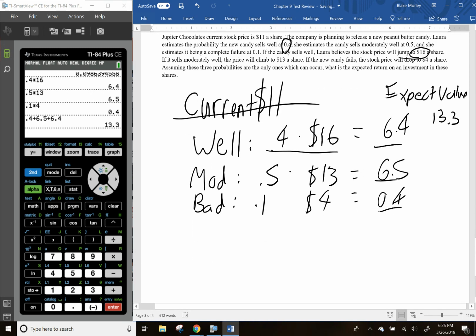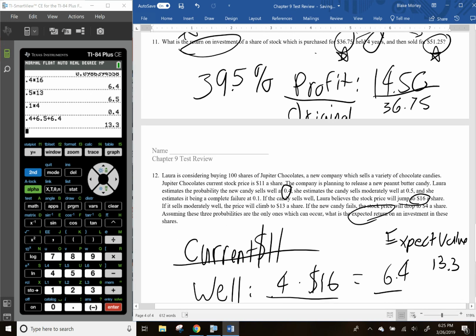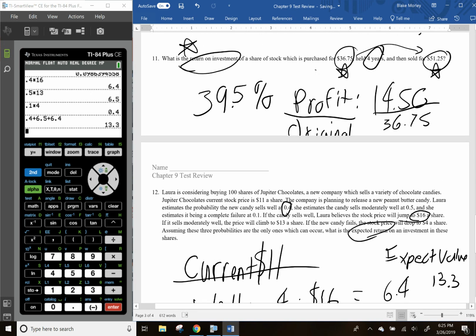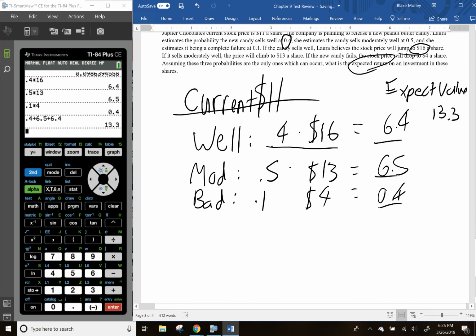Let me scroll down a little bit. We're not done because, again, we're looking at the rate of return. Yeah, expected return on investment. So the word return is kind of the emphasis that it means a percentage. So imagine it's kind of like the last problem now, where we bought it for this much and we sold it for this much. So let's play along. Let's say I bought the current stock at $11 a share and I'm expecting 13.3 out.